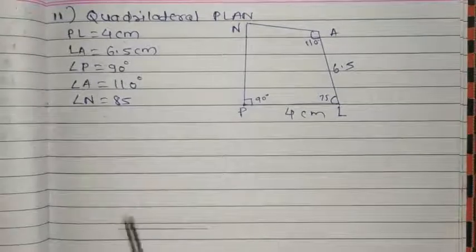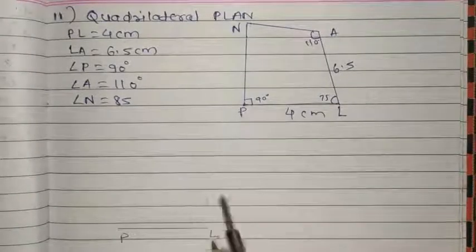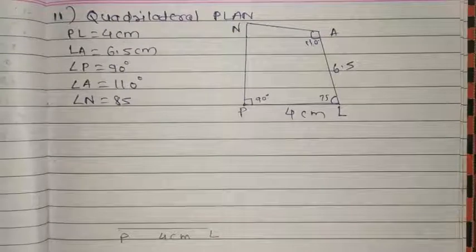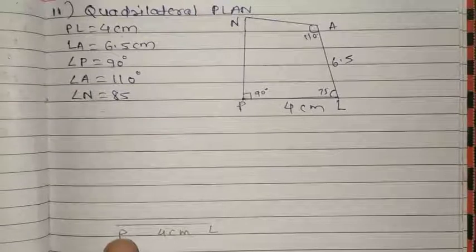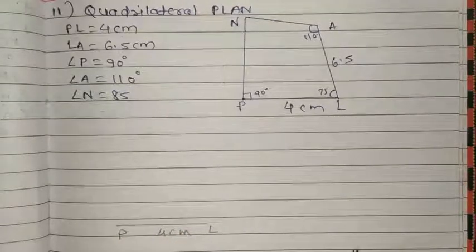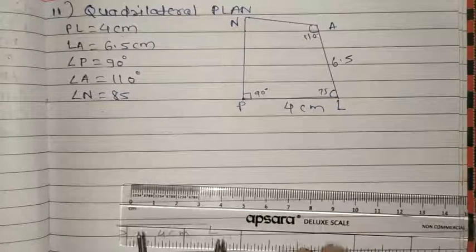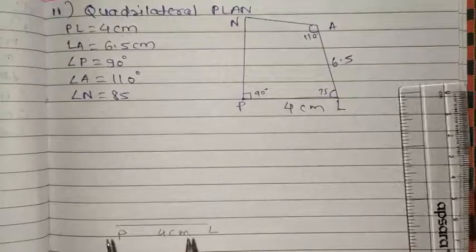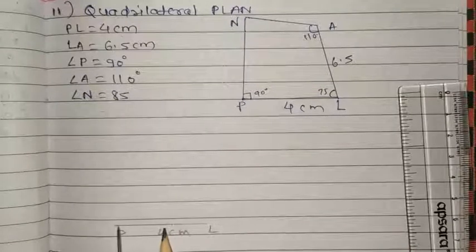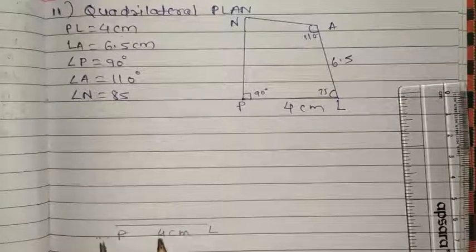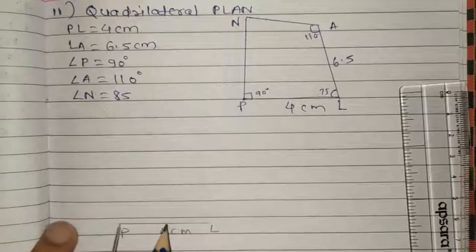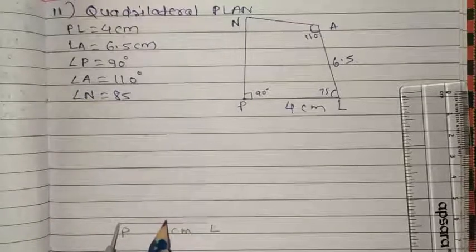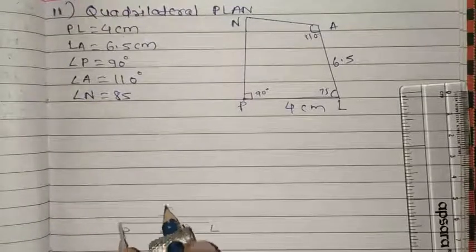So now we have done PL with 4 centimeter, and in this question, as I told you, you have to write steps also. So step 1 is PL is 4 centimeter, and then you have to make a 90 degree angle. For making a 90 degree angle, as you know, you take a distance, not a particular distance, just less than half of that line, from the compass. Focus on the point P carefully and make the arc which will join that line.